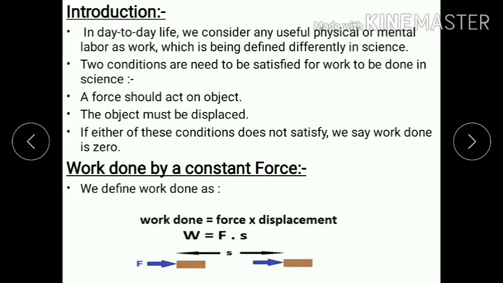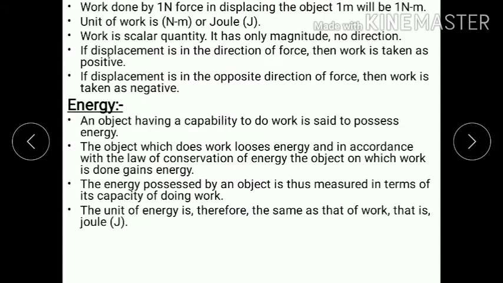Then, work done by a constant force. We have defined work, but what is the definition of work? The formula of work is equal to force into displacement, meaning W is equal to Fs. F means force, S means displacement. Work done by a 1 Newton force displacing the object by 1 meter is 1 Newton per meter. The unit of work is Newton into meter, or joule.